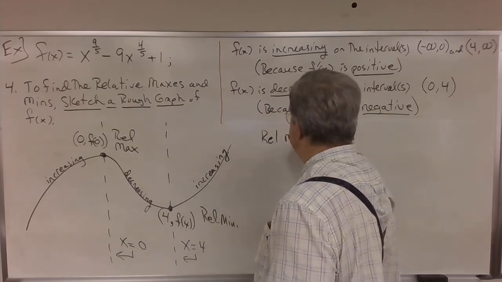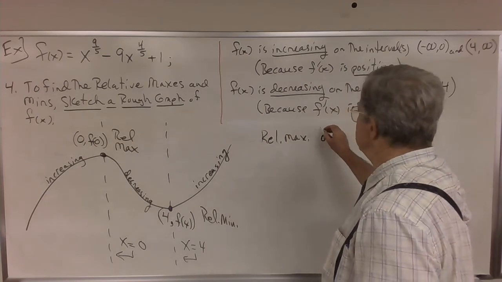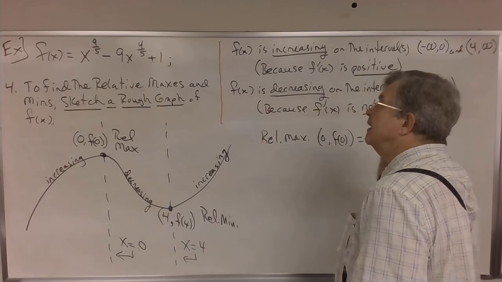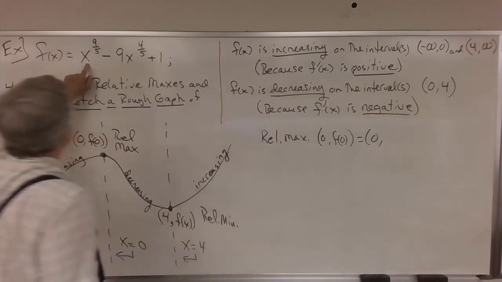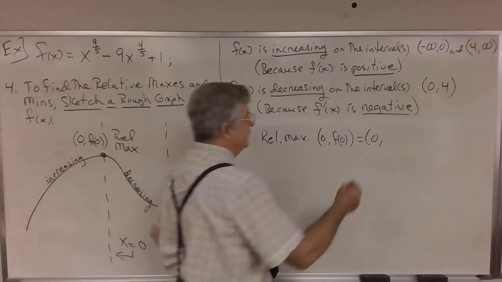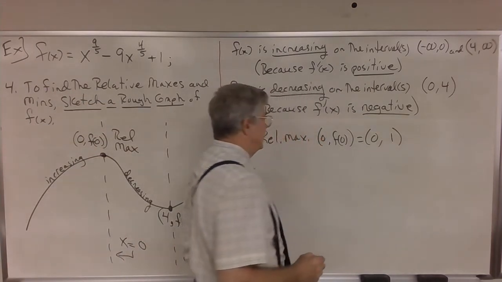Relative max, 0, f of 0. If I take 0 and plug it in here, I get 0 minus 0 plus 1. So 0, 1 is a relative max.